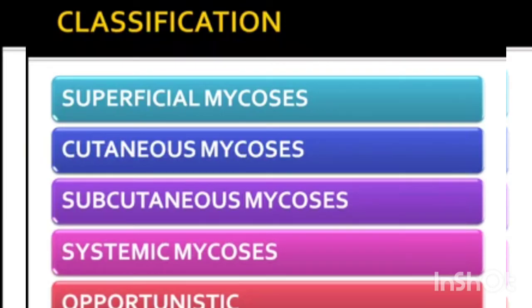Now the classification. The fungi are classified into superficial mycosis, cutaneous mycosis, subcutaneous mycosis, systemic mycosis, and opportunistic mycosis. Some of the books regard superficial mycosis as a part of cutaneous mycosis.